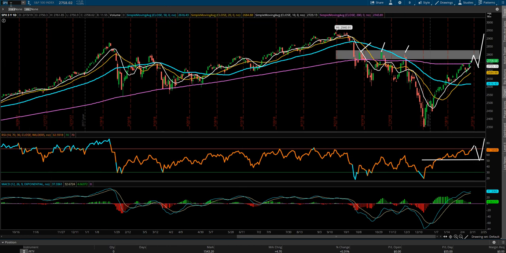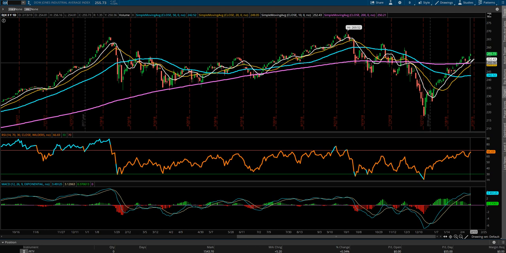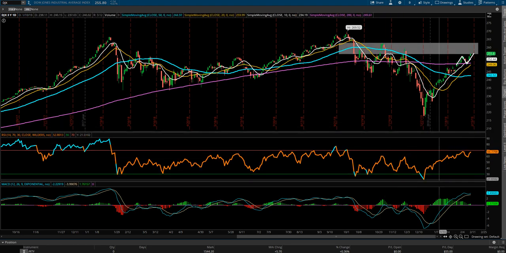So let's check in with the rest of the indexes, right? If we take a look at the Dow Jones, we're actually back above the 200-day moving average for a little over a week, all right? We made the break over. We back tested the 200-day moving average and continue to push forward. But the same area of resistance, right? It's a little bit less clean than the S&P 500.